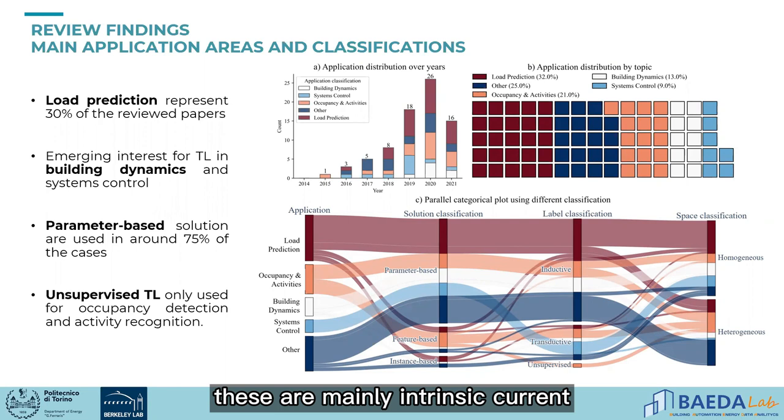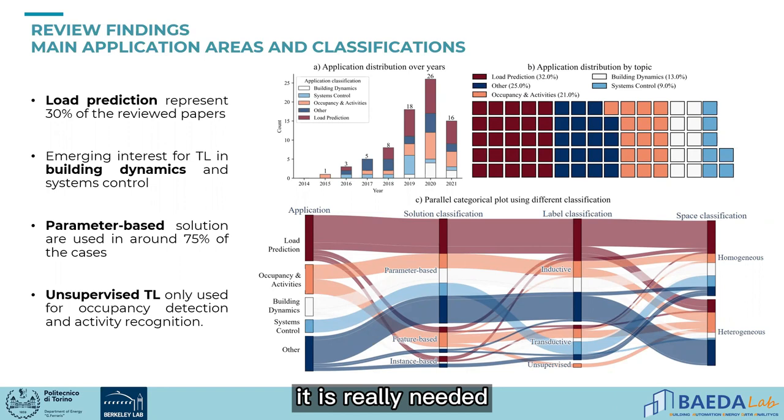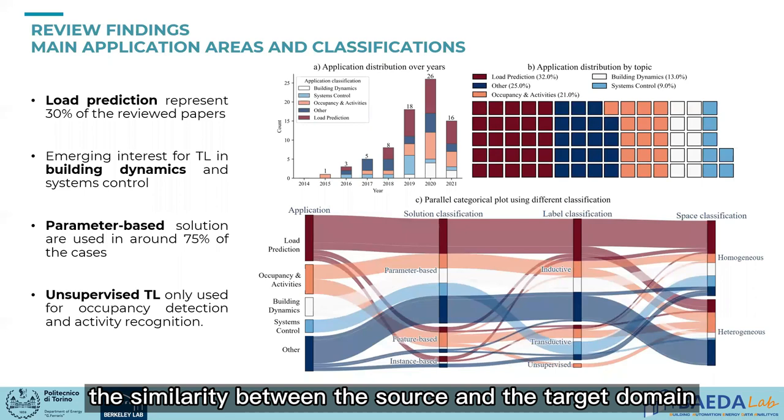These are mainly intrinsic characteristics related to the problem analyzed, while the space classification didn't have any major insights, because it really depends on the similarity between the source and the target domain.